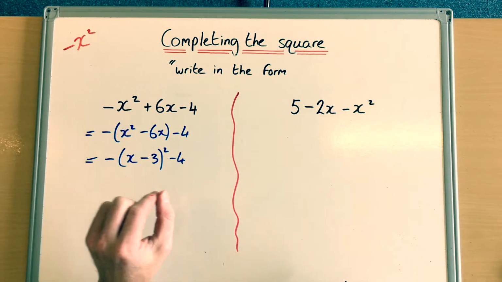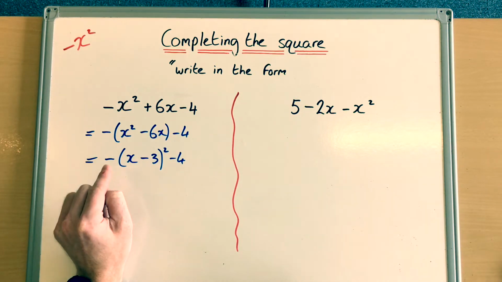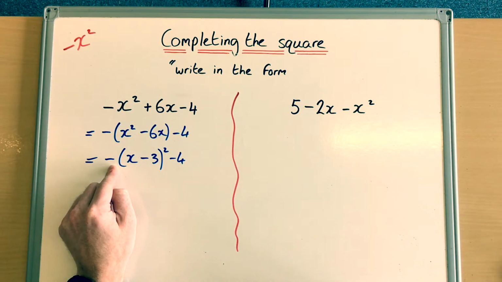Two ways of thinking about this. Like last time, before we take away 9, we're going to times it by what's outside the bracket, which is a negative. So that means we're going to take away minus 9. Well, that's just adding 9.